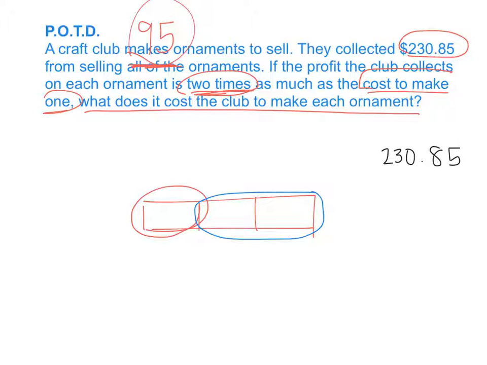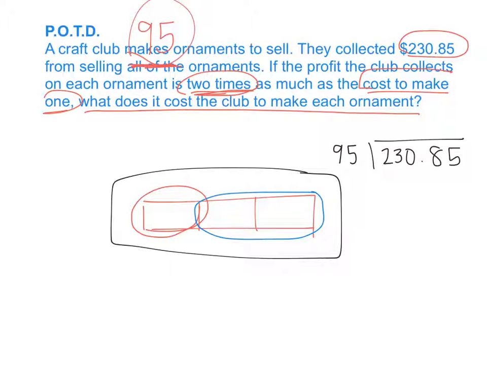Yeah, I could do $230.85. Would I divide it by 3 or would I divide it by 95? Yeah, because they sold 95 ornaments altogether. If I do this division problem, what is that going to help me find? Vasisht? The amount of how much one ornament costs. How much they sold it for, yeah, right? Good. And then we can use this diagram to help us figure out how much it costs later. Okay? So let's go ahead and do that division problem.